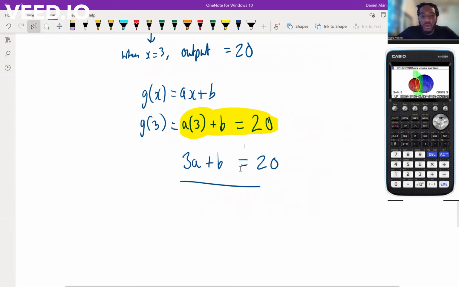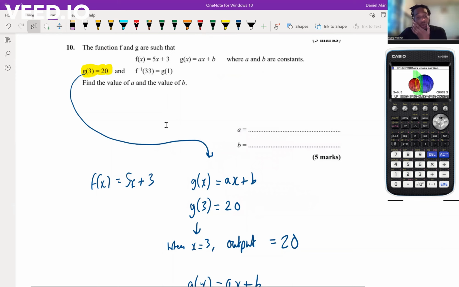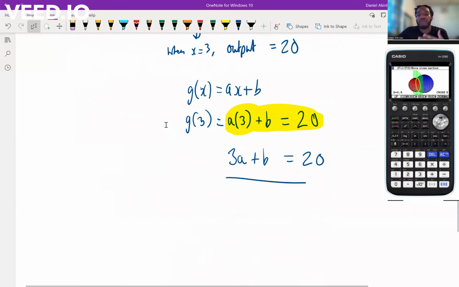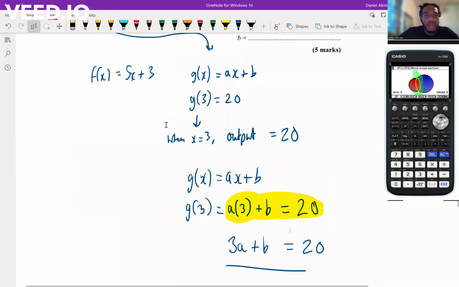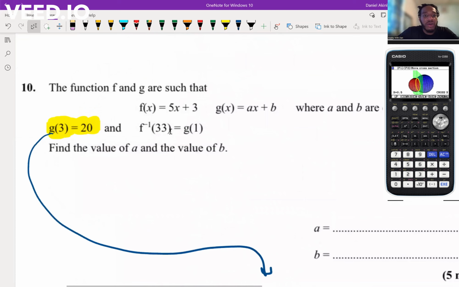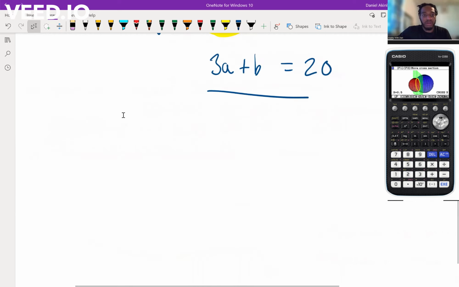And can you see this is an equation, right? They're asking us to find two values, a and b, so this must be some sort of simultaneous equation. So what we need to do now is find another equation involving a and b. Once we can do that, we just solve the simultaneous equation and we're finished. So the next piece of information tells us that the inverse of 33 equals g of 1. So let's actually work out that part.